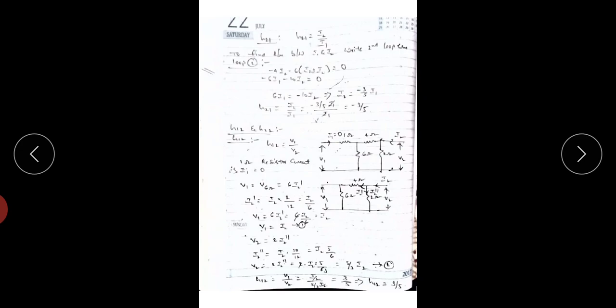To find these two parameters, we have to set I1 equals 0. So next circuit: here I1 equals 0. I1 equals 0 means we have to open port 1.